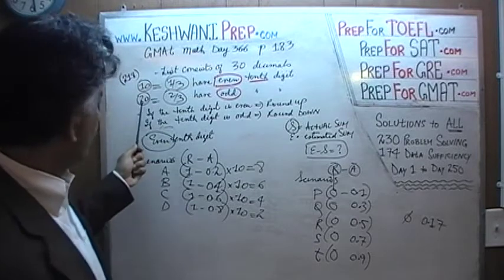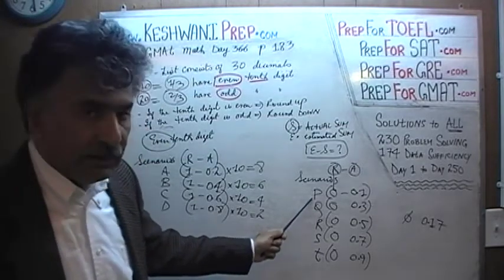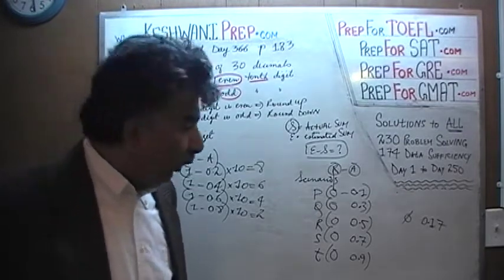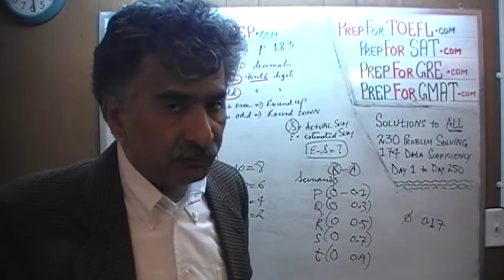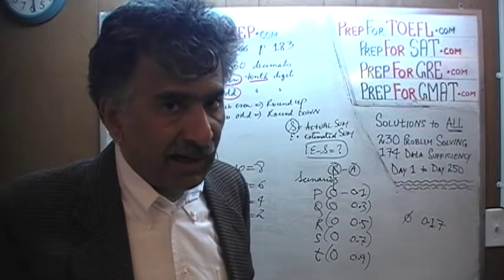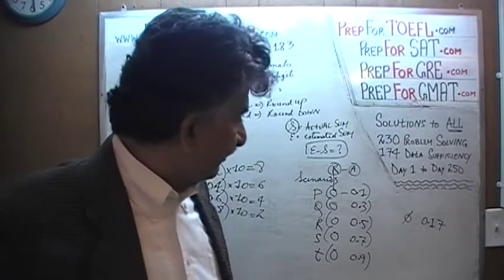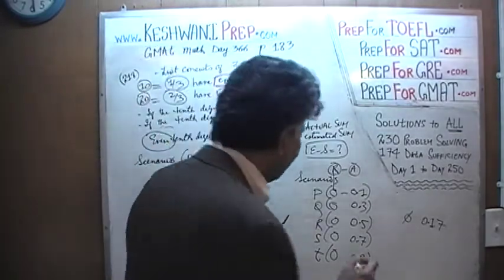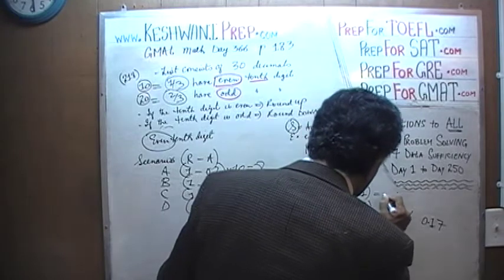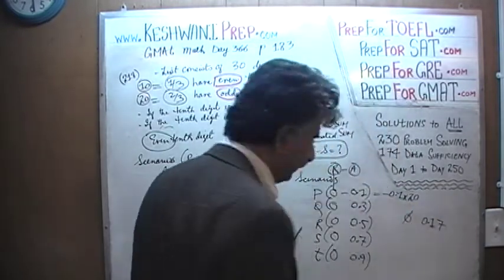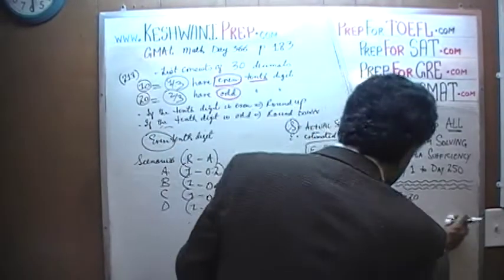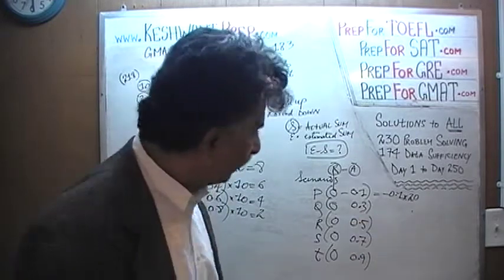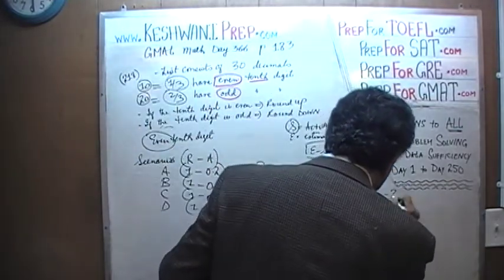And how many are there? There are 20 of them. So in scenario P, we're looking at a situation where all 20 of those decimals have a tenth digit of 0.1. So 0 minus 0.1 is going to be negative 0.1 rather. Negative 0.1 times 20. Negative 0.1 times 10 would have been 1, so negative 0.1 times 20 is going to be negative 2.